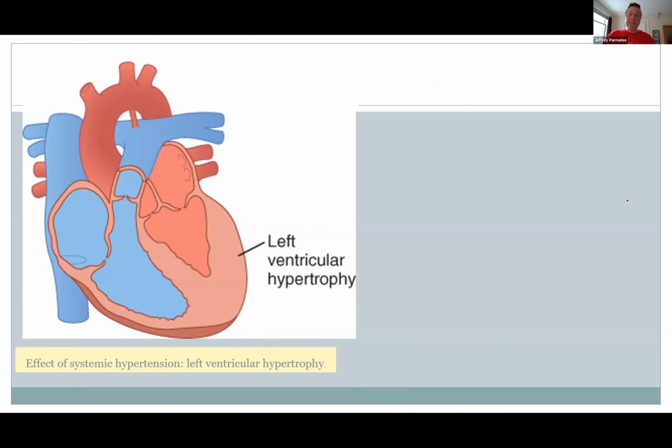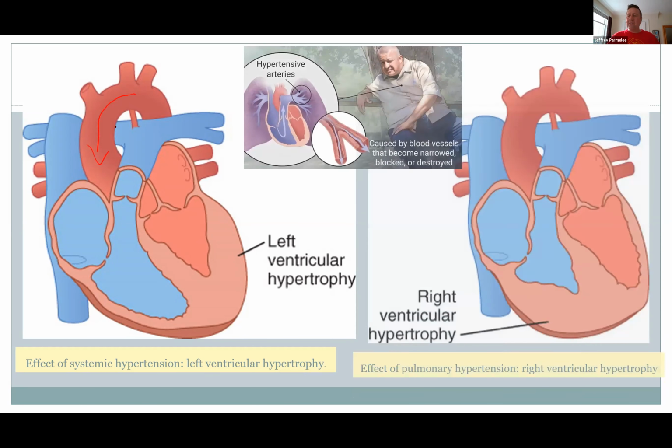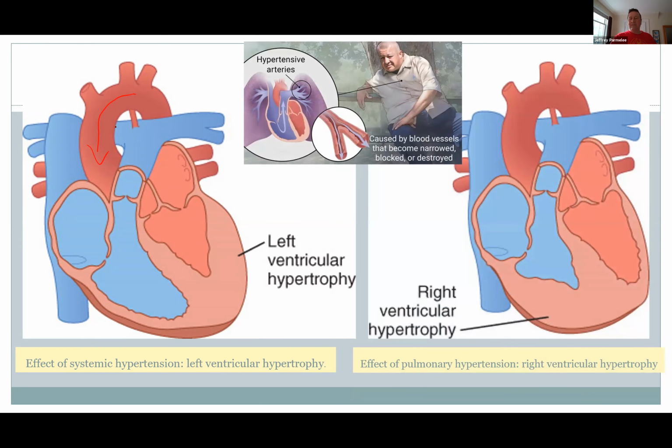So left ventricular hypertrophy, yeah, you mentioned earlier that can happen with a stenotic aortic valve, so it can't push the blood out. But if your systemic blood pressure is high, that heart's got to work harder because it has to make the pressure higher than it is in the arteries to push the blood out. So left ventricular hypertrophy, hypertension will cause that. On the right side, what about right ventricular hypertrophy? Well, in that case, the right side is pumping out the pulmonary trunk to the lungs, right?